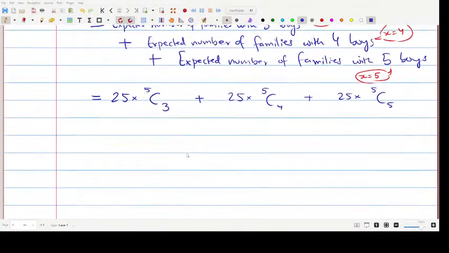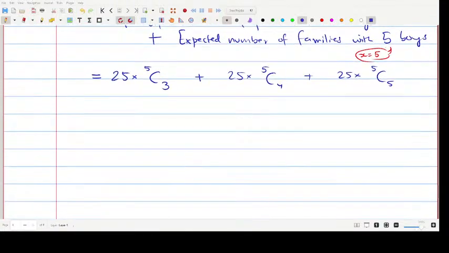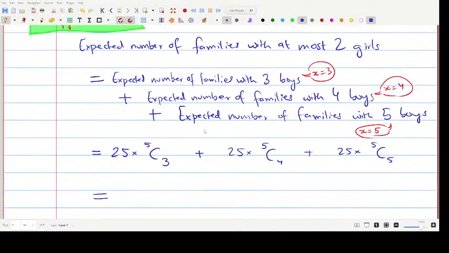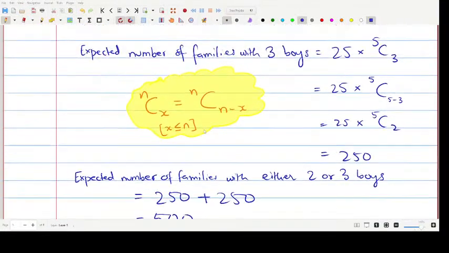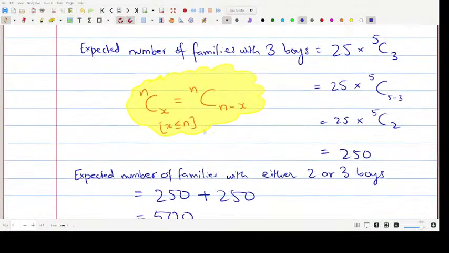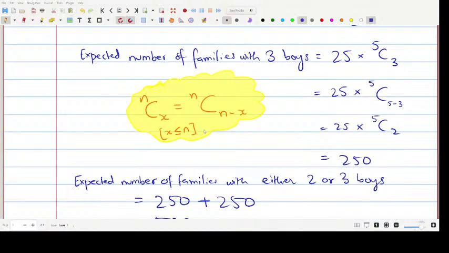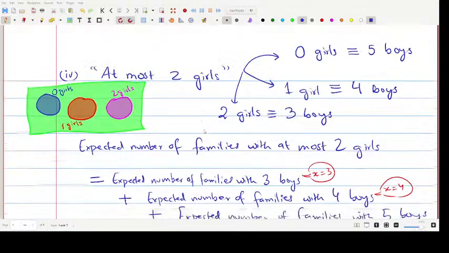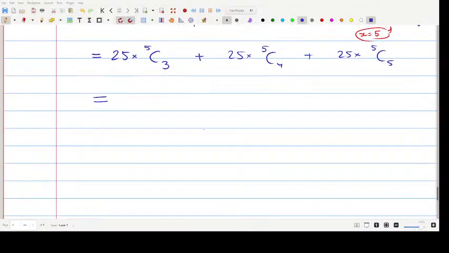Now, when we have big calculations to do, in mathematics we try to be a little lazy. So 25 multiplied by 5c3 has already been found in the previous problem, where we used 5c3 equals 5c(5 minus 3), that is 25 multiplied by 5c2, that is 250. So we're just going to write down 250 there. That's not cheating. That's no way cheating actually.